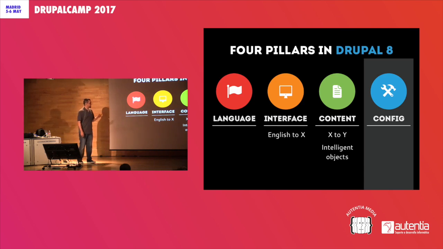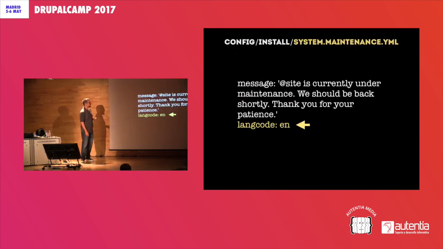So then we go to the last pillar, config translation. Your default configuration is in YAML files. In this case, we have the maintenance YAML file, and this is how this configuration will look. You have the message, and you have the langcode. So you have the langcode of the strings in this configuration.